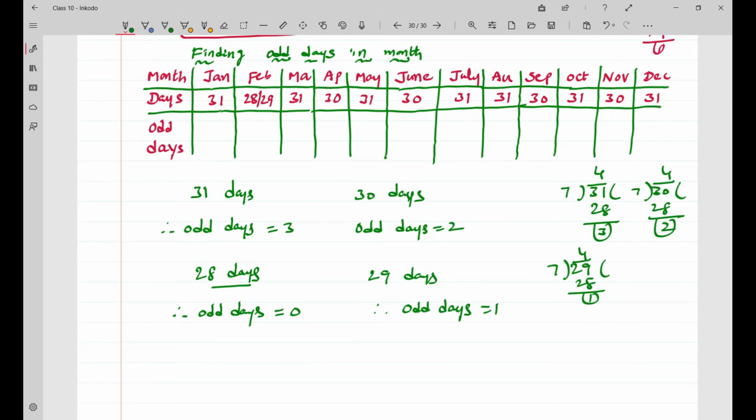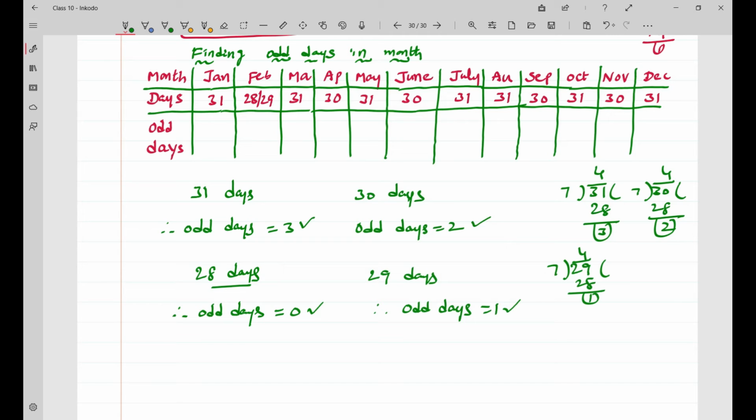When there are 31 days, we got 3 odd days. When there are 30 days, we got 2 odd days. When there are 28 days, we got odd days 0. When there are 29 days, we got odd days 1. So according to this, we will fill this one.